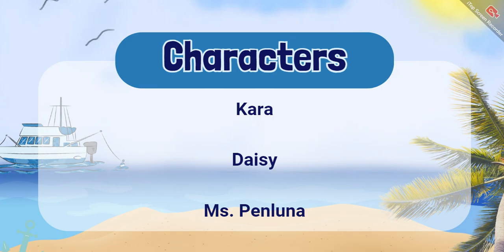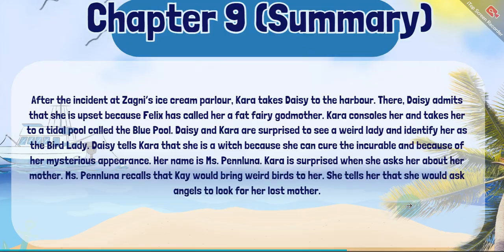Moving to the next chapter, the characters are Kara, Daisy, and Miss Penluna. Chapter number 9. Summary. In this chapter, a new character, Miss Penluna, is introduced. After the incident at Zagny's ice cream parlor, Kara takes Daisy to the harbor. There, Daisy admits that she is upset because Felix has called her a fat fairy godmother.